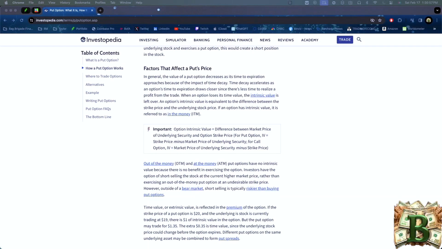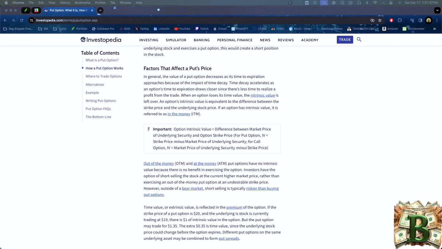Okay. We're going to go over what all that means again. An option's intrinsic value is equivalent to the difference between the strike price and the underlying stock. If an option has intrinsic value, it's referred to as in the money. Important: option intrinsic value equals the difference between the market price of the underlying security and the option strike price. For a put option, IV equals the intrinsic value. I hate when they do that. I hate when they use the term IV for intrinsic value because it just confuses people, because IV is mostly used to describe implied volatility.